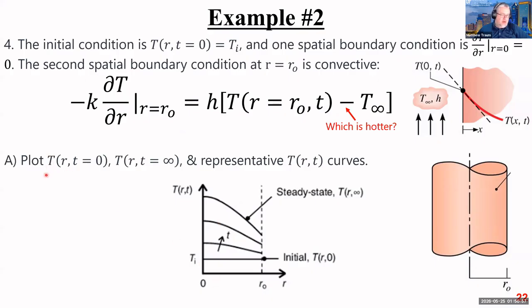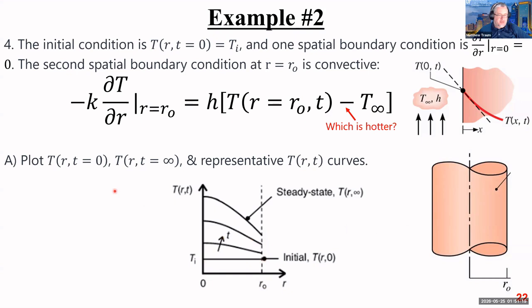So the temperature at any R value at T equals 0 is just the initial temperature, right? So here's the initial temperature, and that temperature is uniform all the way through from the R equals 0 center line to R equals R naught, the edge of the wire. Okay, so we got that one.